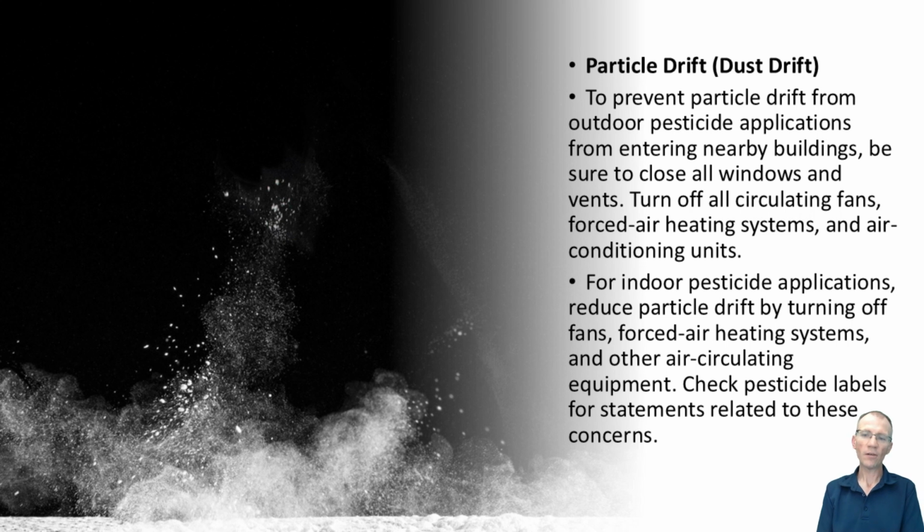A couple of quick things to note here. If we're doing an outdoor pesticide application, we definitely don't want it to enter nearby buildings, so you need to look at things like windows and vents and just make sure they're closed. It'd be really easy for a product to drift into those areas. Also, we talk about turning off circulating fans, forced air heating systems, and air conditioning units, because once again they're pulling air in from outside, they're exchanging the inside and outside air, so this is an issue that could bring the pesticides in. Now obviously for indoor pesticide applications, reducing that particle drift by turning off fans, forced air heating systems, and other air circulating equipment is helpful.